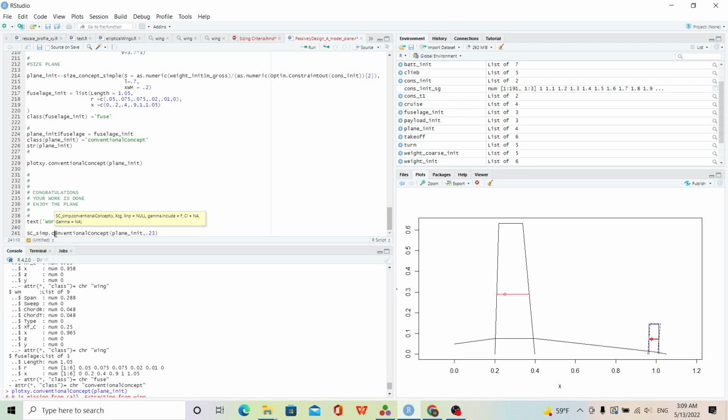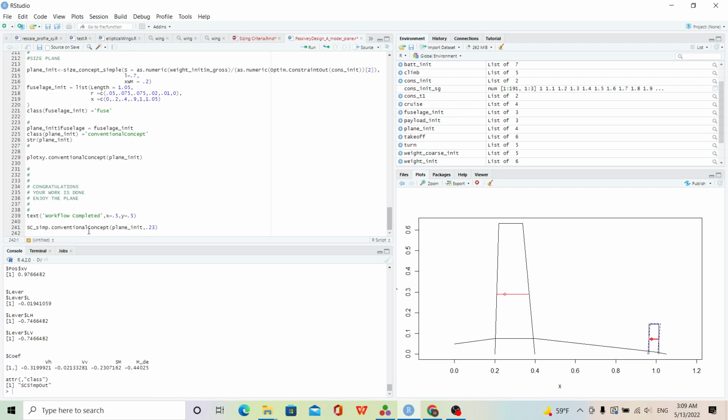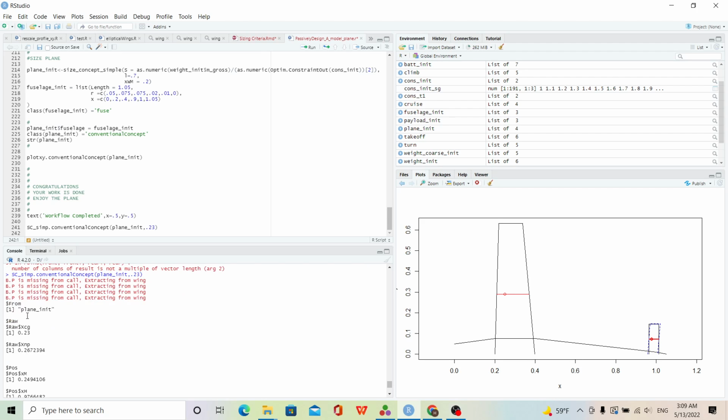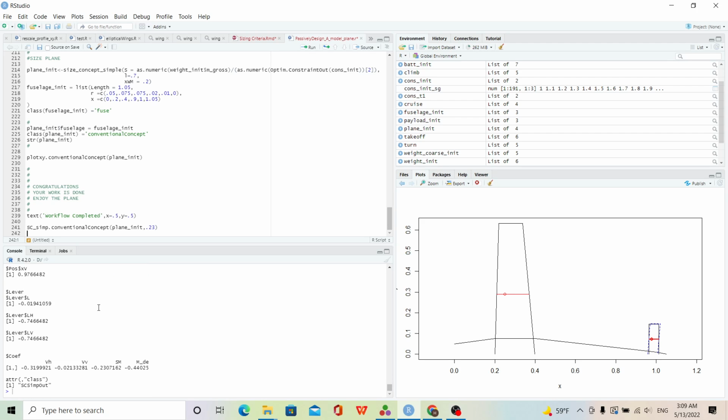And also I developed another thing. It's called the SC-simp conventional concept. So this computes the lever length of each tail surface and the main wing, and also the stability coefficients and a recommended neutral point for a plane, and a recommended center of gravity for the plane, and also these volume coefficients. So this one is the horizontal tail volume coefficient, this one is the vertical tail coefficient, the static margin, and a non-dimensionalized static energy.